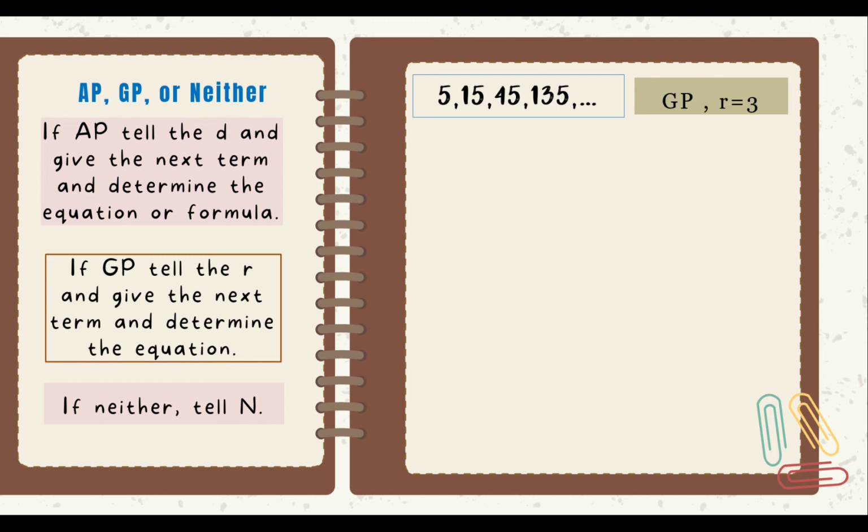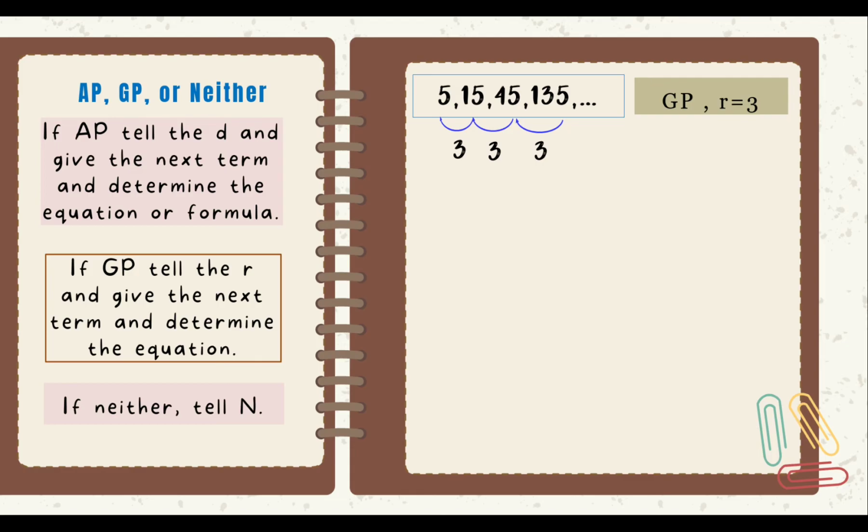How did we get 3? Again, let us take note that we go from the right to the left. And when we go from the right to the left, and this is geometric, that would mean we divide. 135 divided by 45 is equal to 3. Then we have 45 divided by 15, we also have 3. Then 15 divided by 5, we also have 3. Thus, cementing our claim that r is equal to 3.